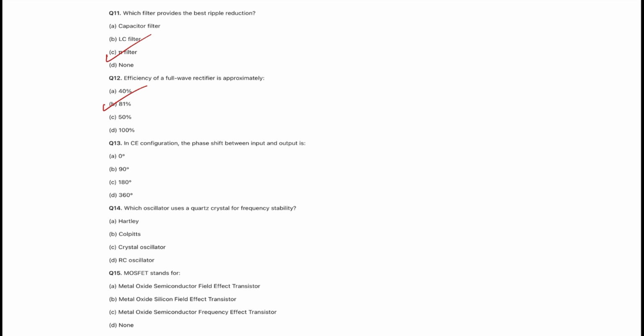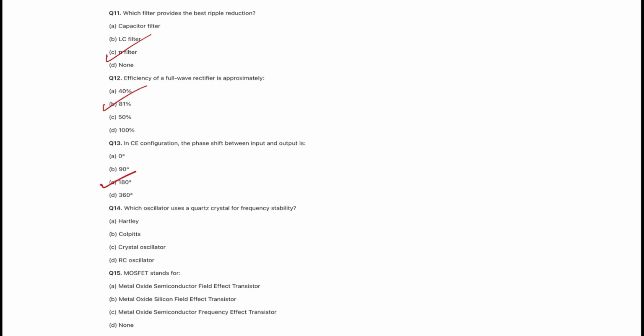In CE configuration, the phase shift between the input and output is: option A, 0 degree; option B, 90 degree; option C, 180 degree; option D, 360 degree. We know that in common emitter configuration, the input and the output signal will be 180 degree out of phase. So the answer is option C.